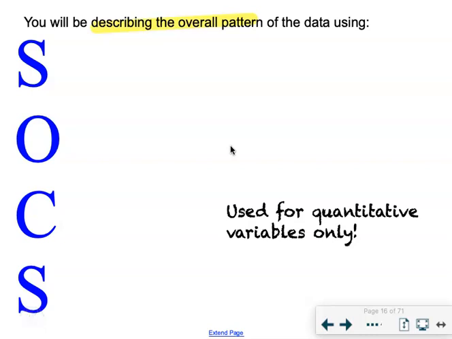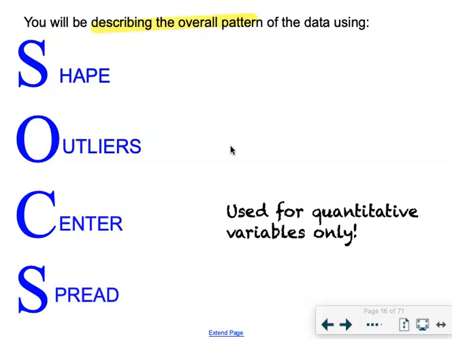That's asking you to do something specific. It's asking you to talk about 4 things. So if you see in the directions to describe the overall pattern, you have to talk about 4 things. The first is the shape. Then we talk about outliers. Then we talk about the center. And last, we talk spread. So it's kind of a 4-point question when you see describe the overall pattern.